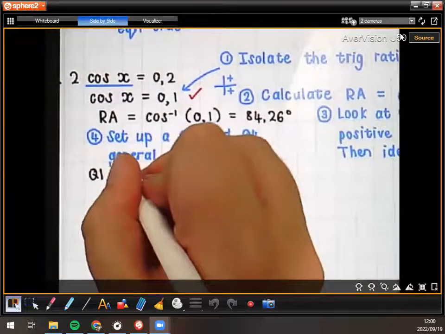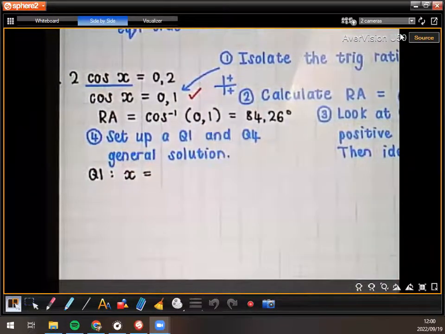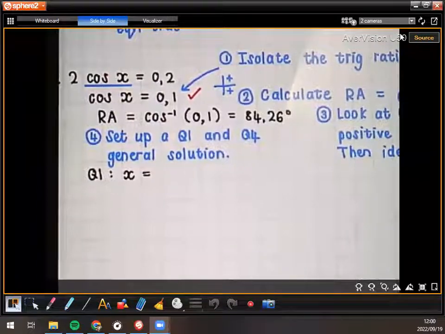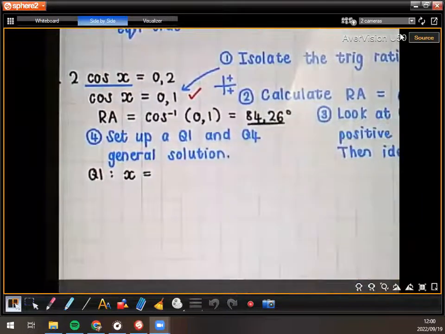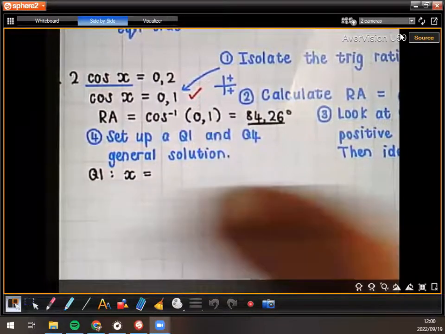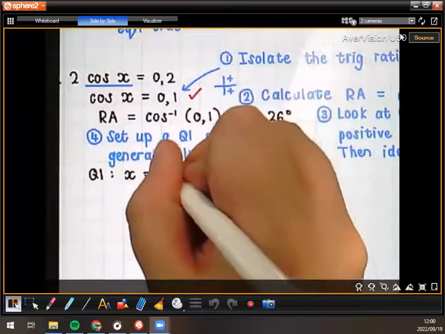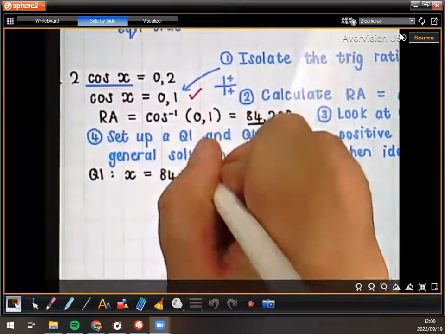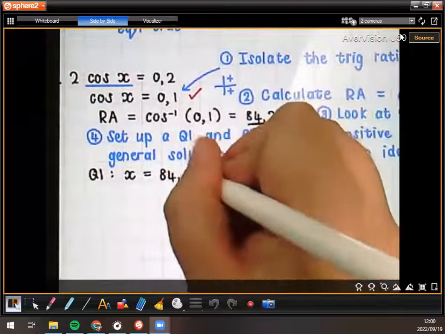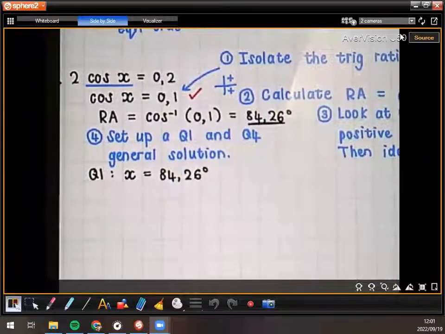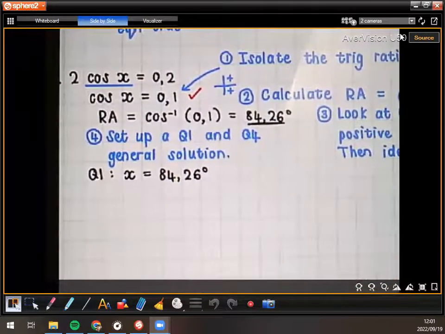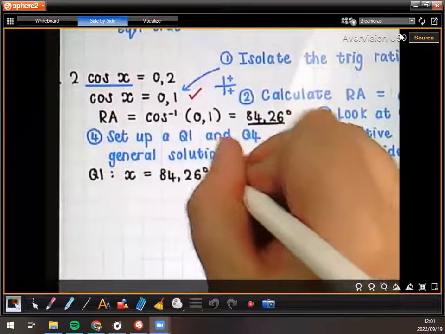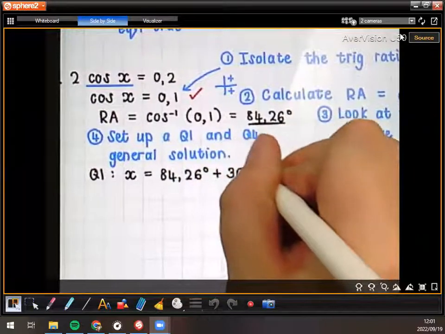Now for quadrant 1, we're going to say x is equal to... Guys, what types of angles do we have in the first quadrant? They are always acute. So that's going to be the reference angle. The reference angle is always your quadrant 1 angle. So we're going to take the reference angle, which was 84,26 degrees. And now, what is the period of a cos graph? 360. It repeats its shape every 360 degrees. So we're going to say plus 360n.